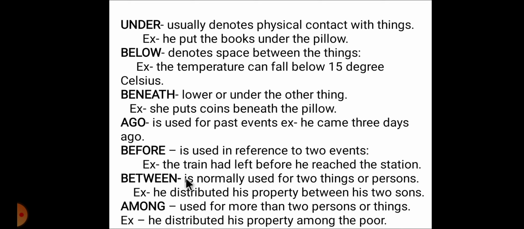Between. Between is for two persons or two things. He distributed his property between his two sons. Another example, the chocolate is distributed between two students. Next, among. It is for more than two. So the chocolate is distributed among 3 students. He distributed his property among the poor. So there is a lot of poor.